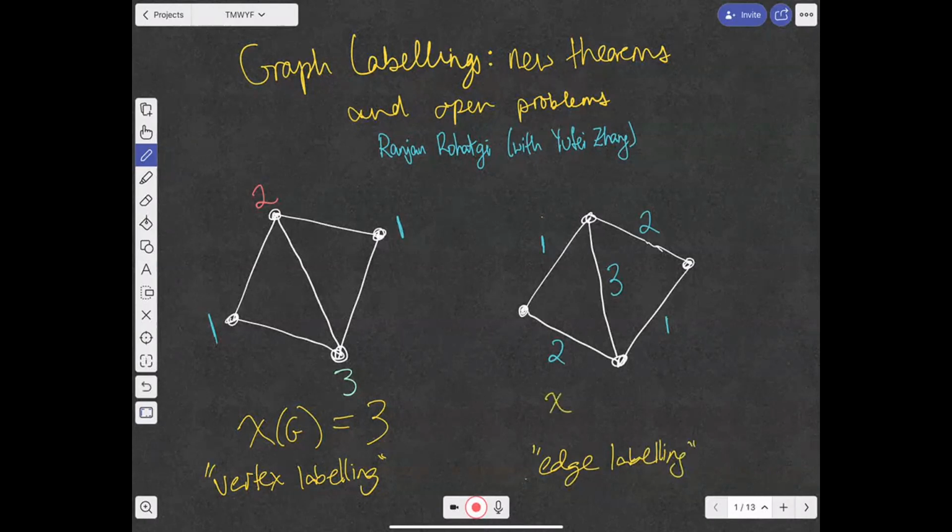We write chi prime of G. Again, we didn't prove that it's 3. We proved that it's at most 3. But you can prove with a little bit of work that you can't use any fewer than 3 colors here. This is written chi prime of G, and we're going to call these edge labelings. All right, so these are things that you might learn in the first semester of graph theory at some point.